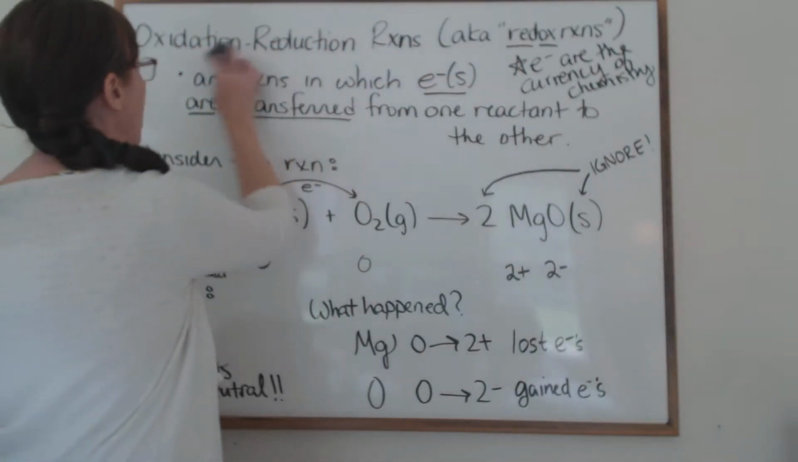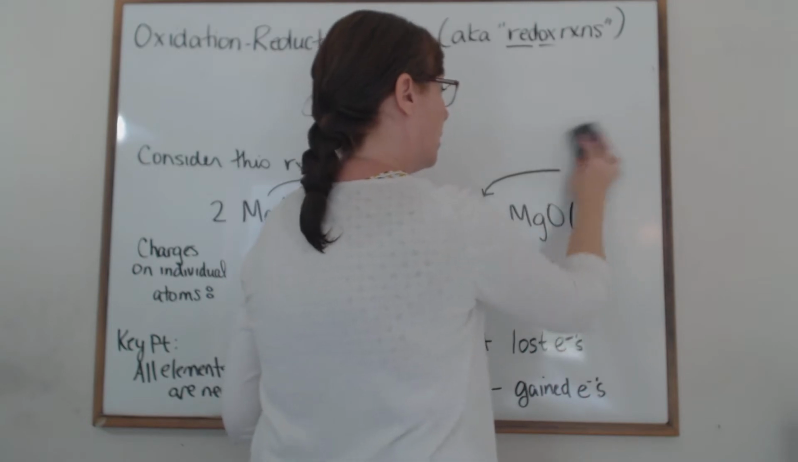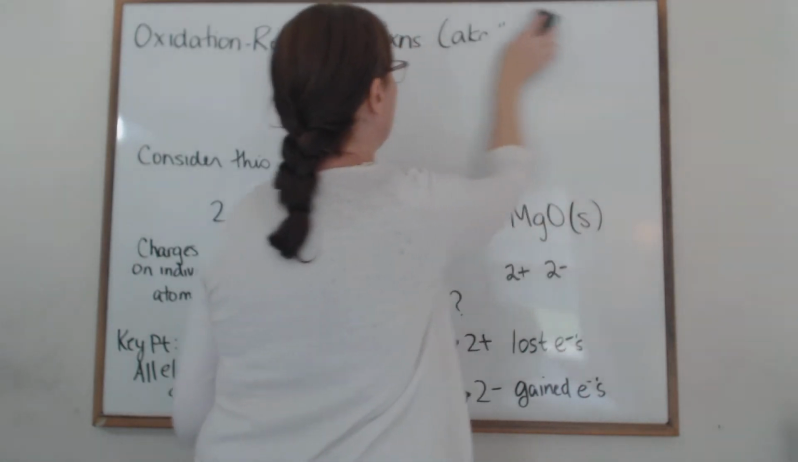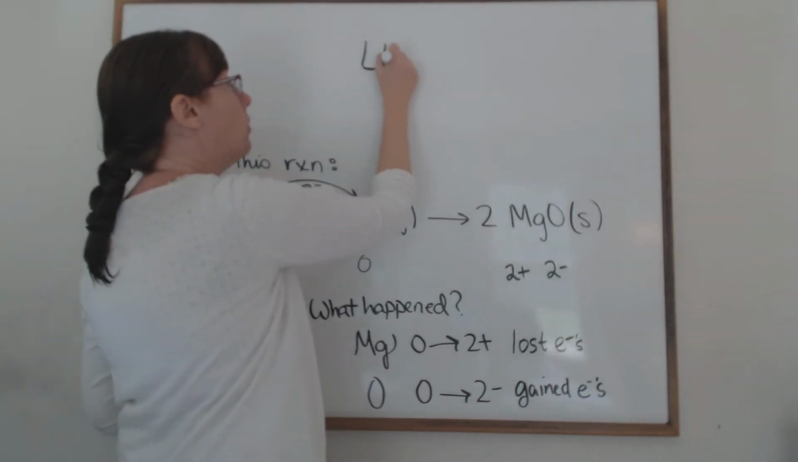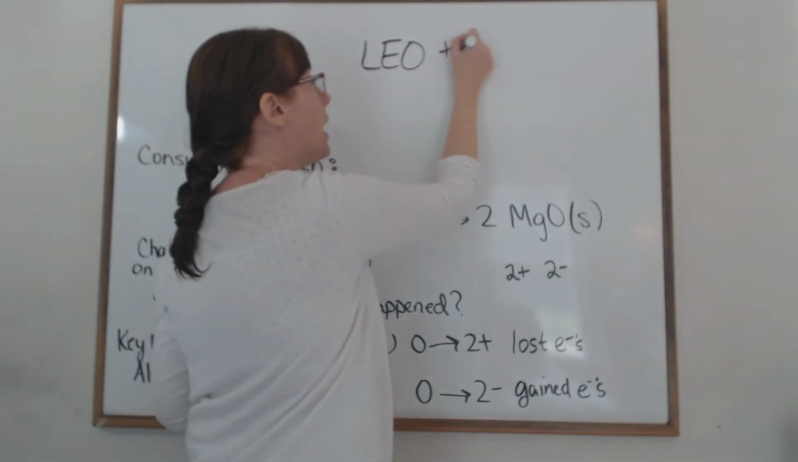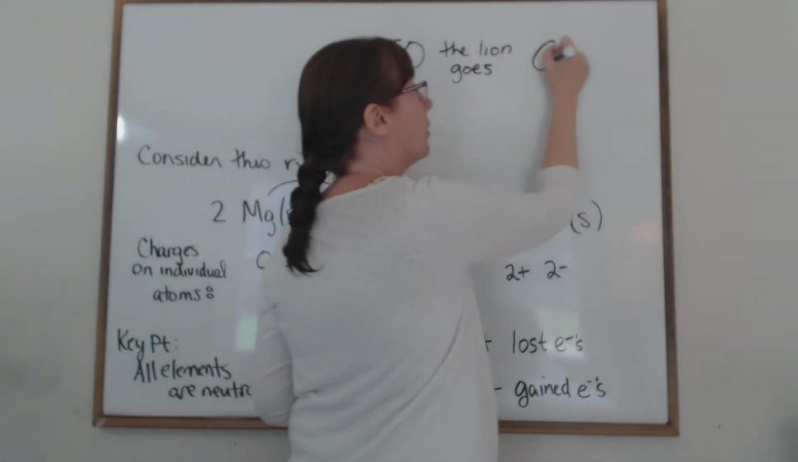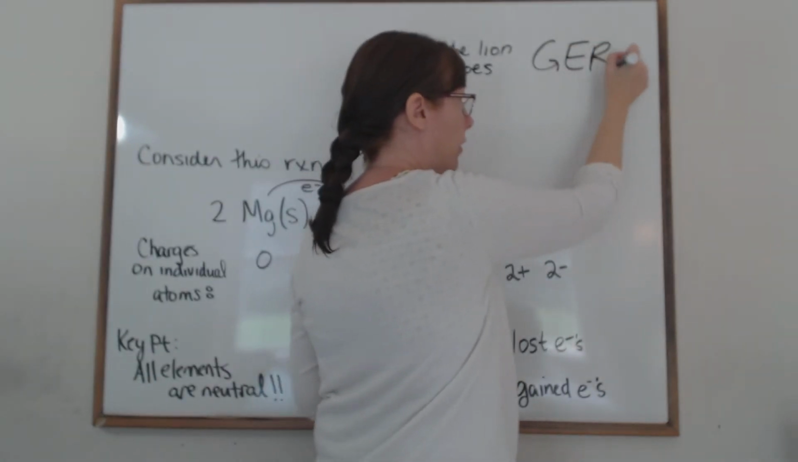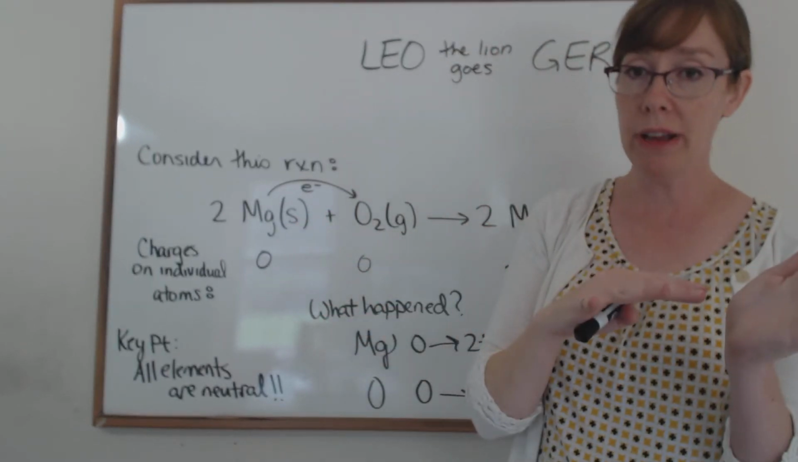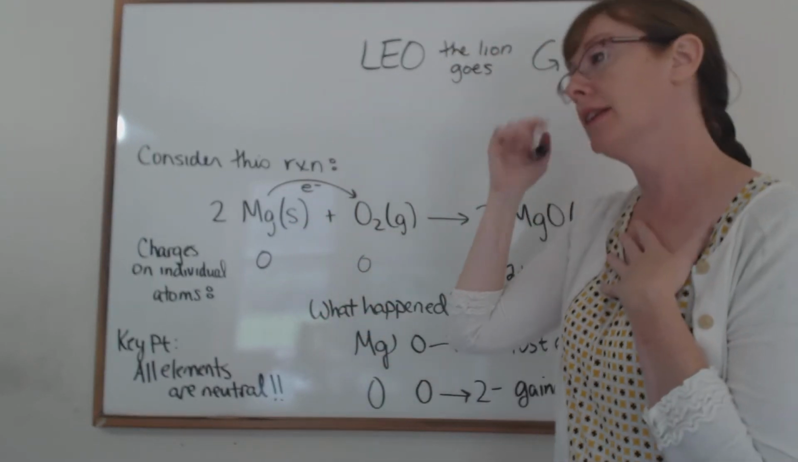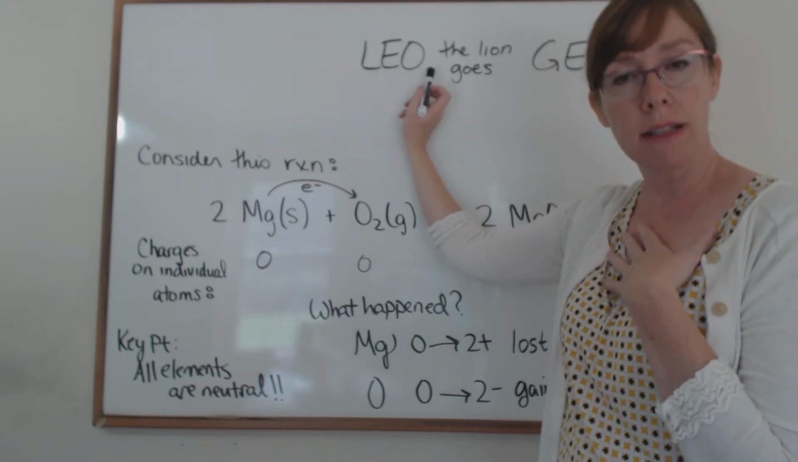Okay, so now that we have that, we want to introduce this very helpful mnemonic device. LEO the lion goes GER. Now there's a couple of other mnemonic devices that some teachers teach. There's OIL RIG. I personally believe that this one is the one that reads in the way that's the most helpful.